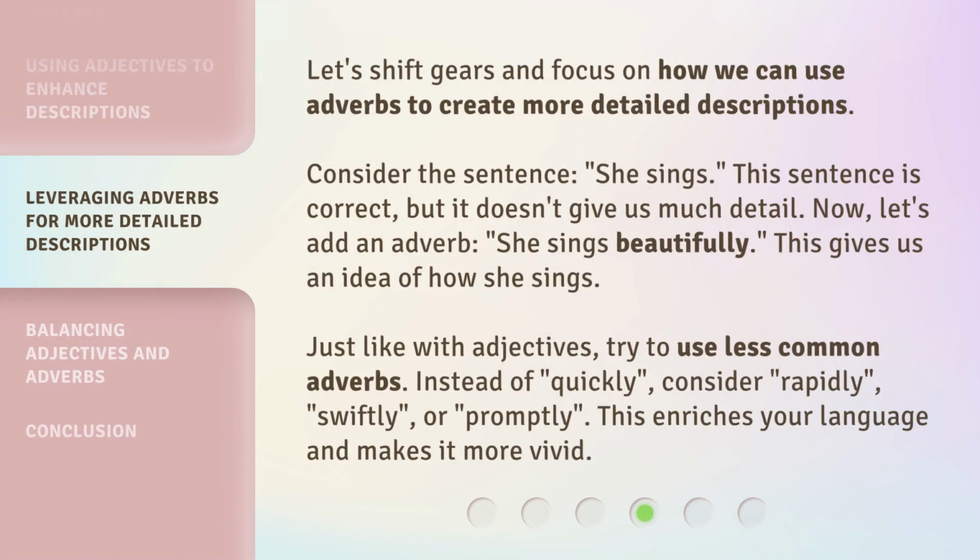Let's shift gears and focus on how we can use adverbs to create more detailed descriptions. Consider the sentence, "She sings." This sentence is correct, but it doesn't give us much detail. Now, let's add an adverb: "She sings beautifully." This gives us an idea of how she sings.